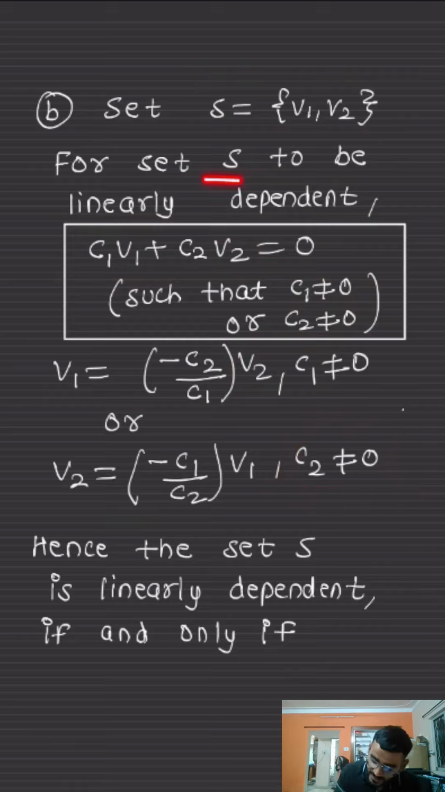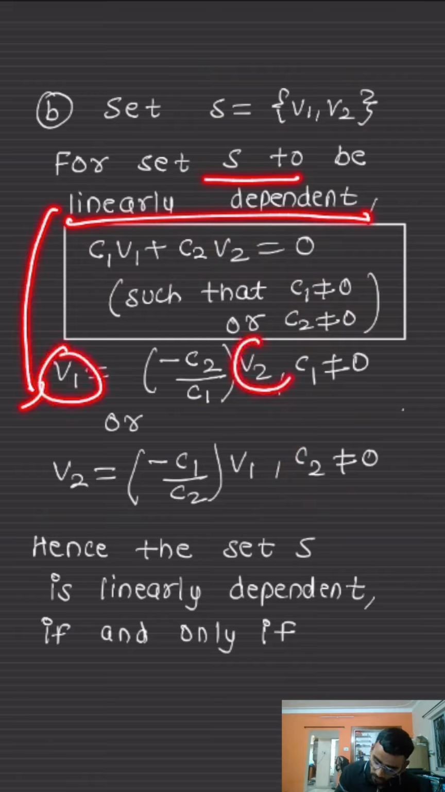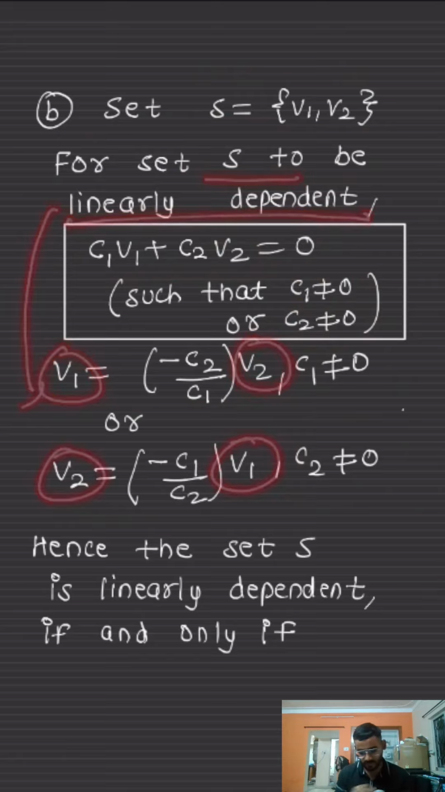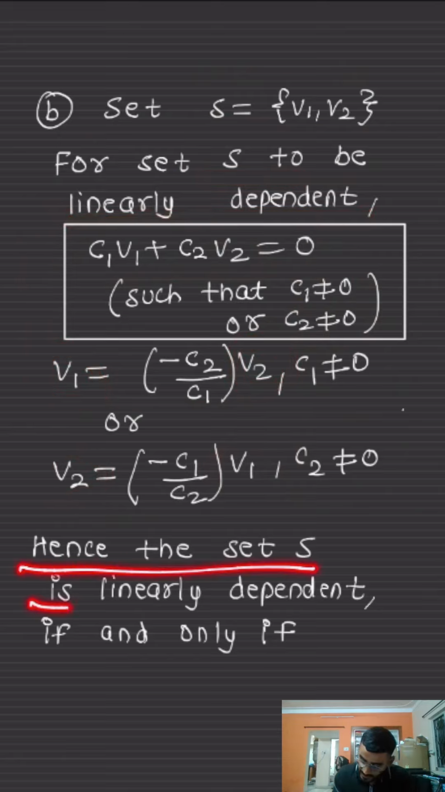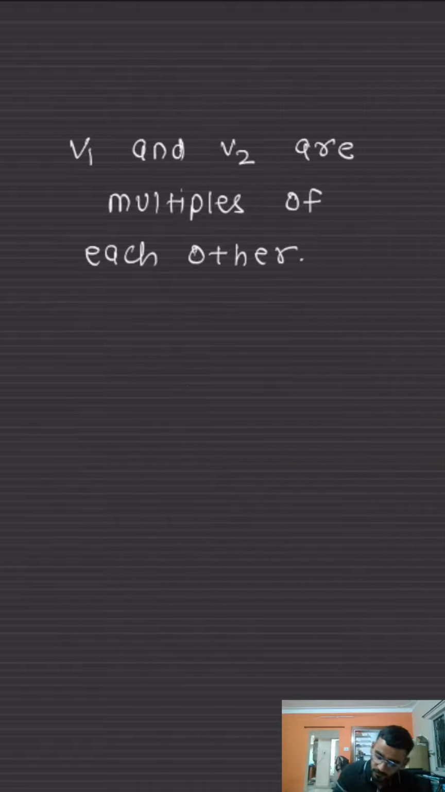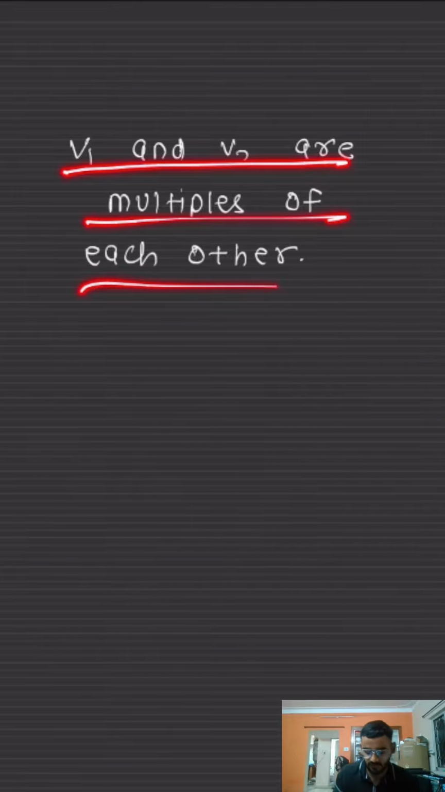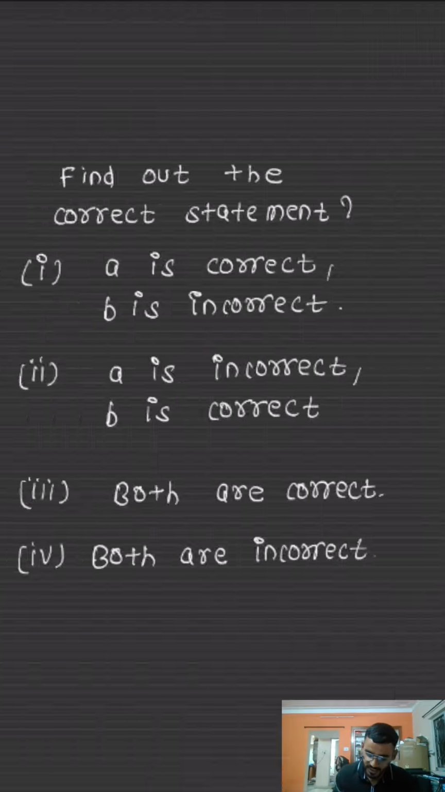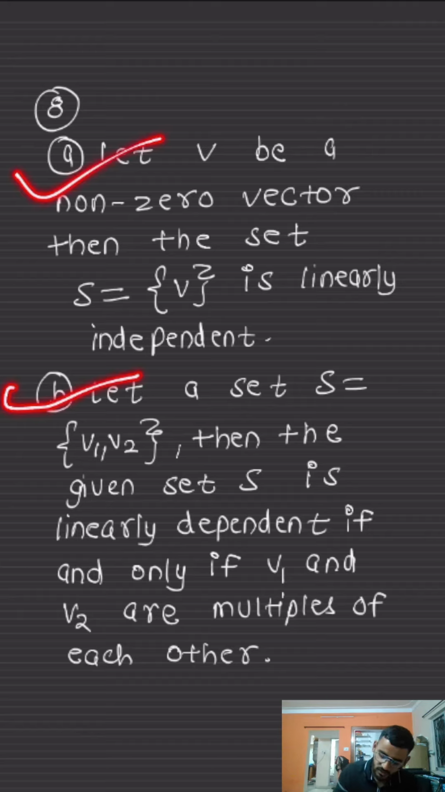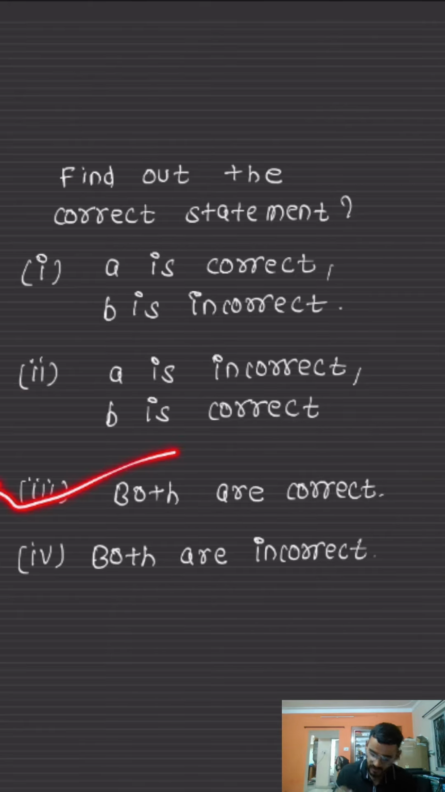Which means S is linearly dependent if and only if V1 and V2 are multiples of each other. Hence the set S is linearly dependent if and only if V1 and V2 are multiples of each other, which means the second statement is also correct. First is also correct, second is also correct, and that is the correct statement.